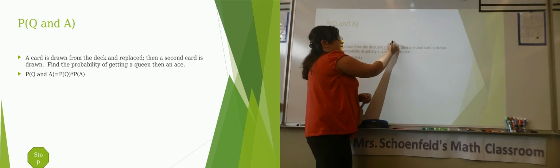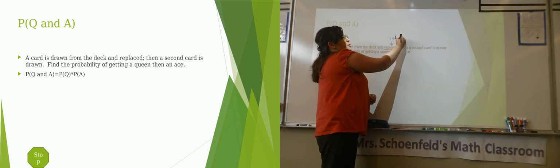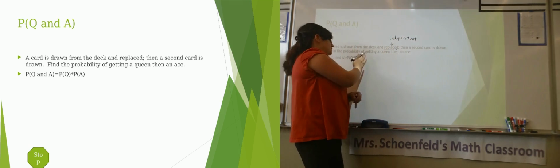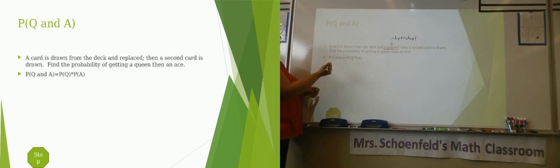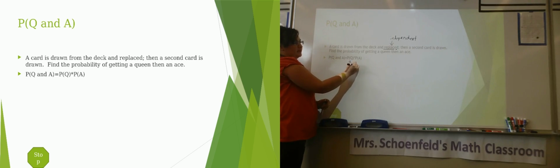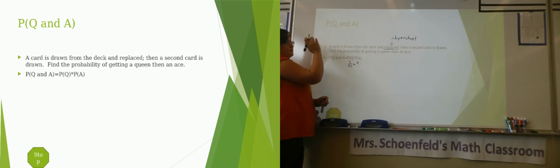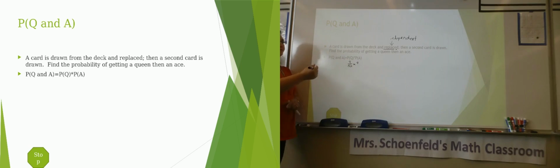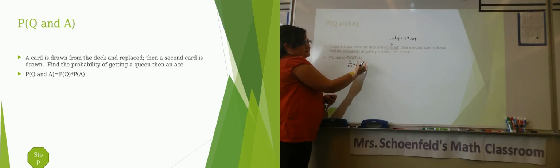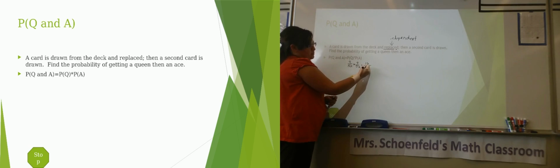So this replaced piece is the piece that makes it independent, which means we get to use the easy rule, since we haven't learned the hard rule yet. So, the probability of getting a queen: how many queens are there? 4 out of 52. I put that back, then how many aces are there? 4 out of 52. So that's 16 out of whatever 52 squared is.